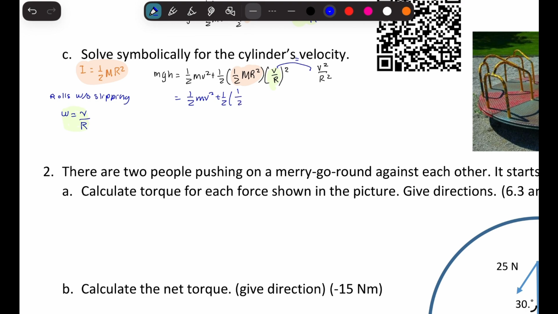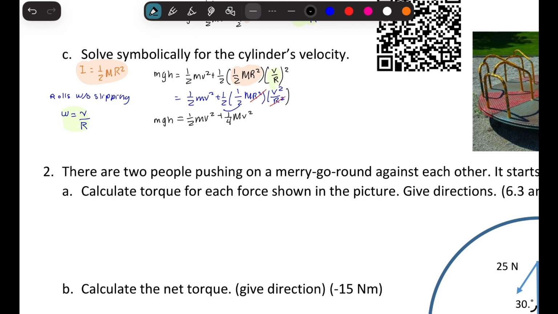1/2 of mr squared times v squared over r squared. We can get rid of that, and then we can cancel out the r squared because both of those are there. Then we can just multiply, so this is going to be equal to 1/4 mv squared because you can multiply those twos. And you still have 1/2 mv squared over here, and this is all equal to mgh.